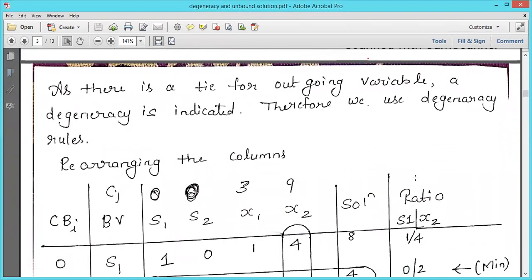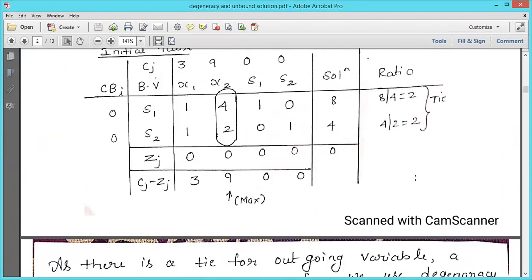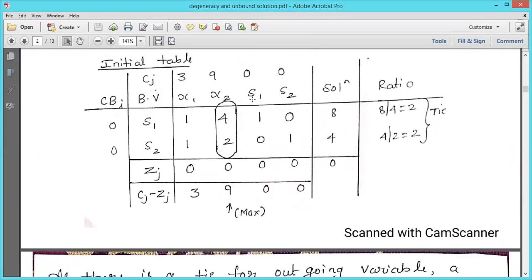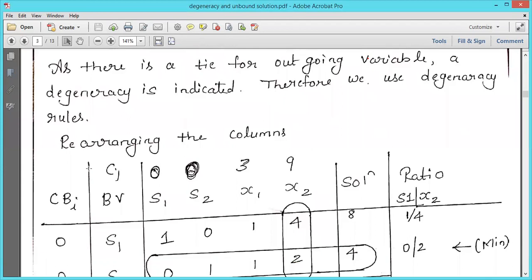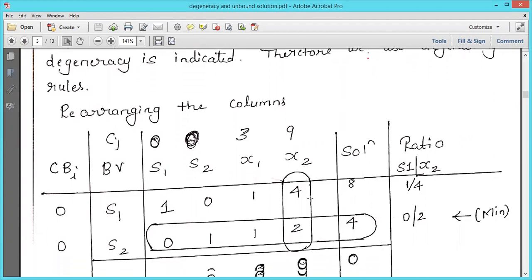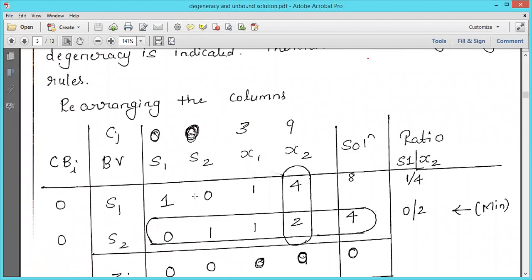Okay, so what is the first step? We have to rearrange the columns. We know that S1 and S2 are the variables which are forming the identity matrix. This S1 and S2 column has to come first. So here I have rearranged the columns: S1 and S2 come first, then X1 and X2. After rearranging all the columns, we have to fill in all the values.